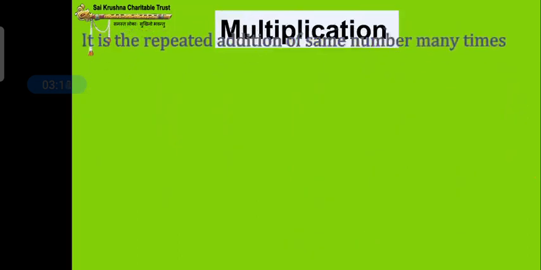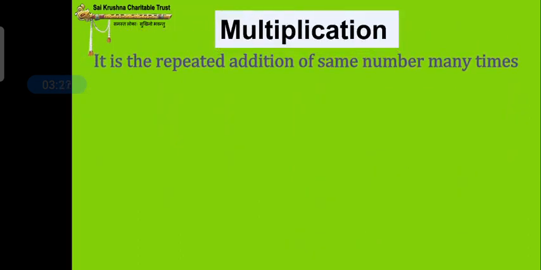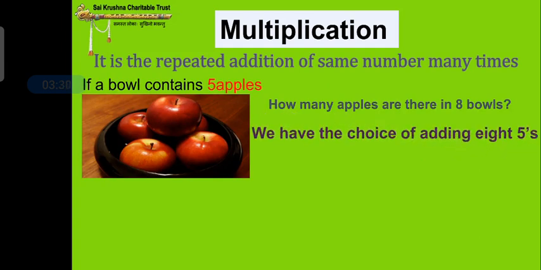And next comes the multiplication. What do we mean by multiplication? It is the repeated addition of the same number many times. So in order to make it easy, we use the term called multiplication. If a bowl contains 5 apples, how many apples are there in 8 bowls? You can add, definitely. If you repeatedly add, you will get the answer. But what happens if you do multiplication? It is easier to find out.